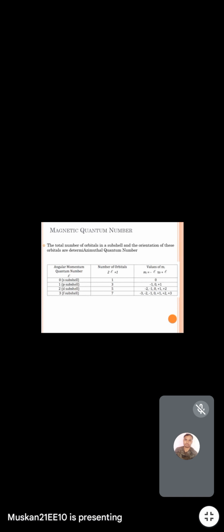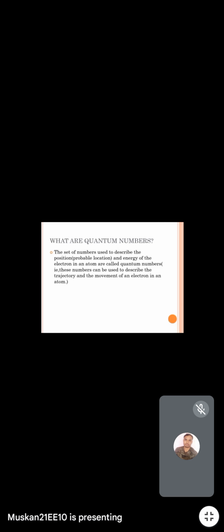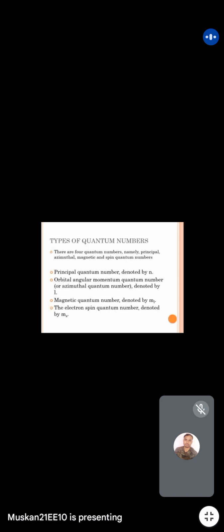Khushbu, just wait a minute, Mushkan. Sure, it's showing P subshell. For P subshell, L equals to 1. The number of orbital is 3. Don't change it. Okay. Sorry, वो गलती से क्लिक हो गया था.